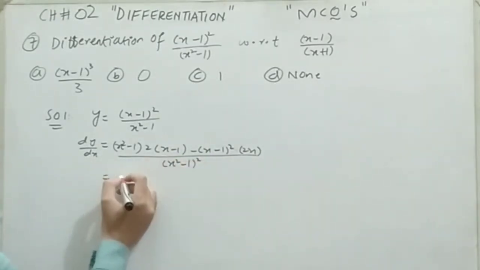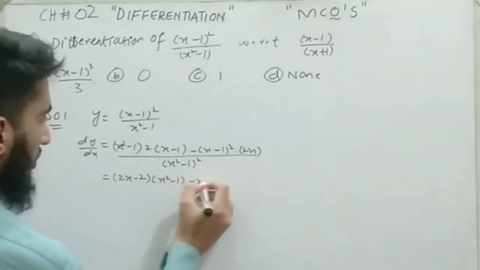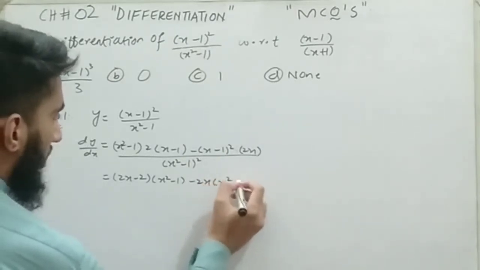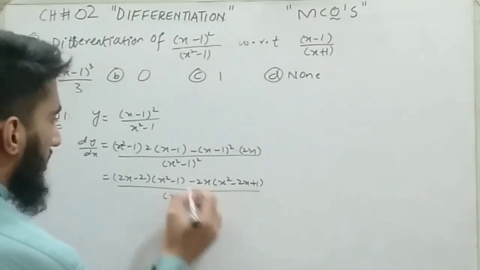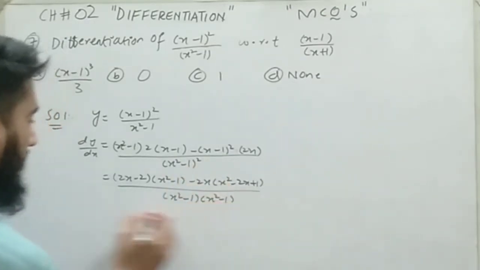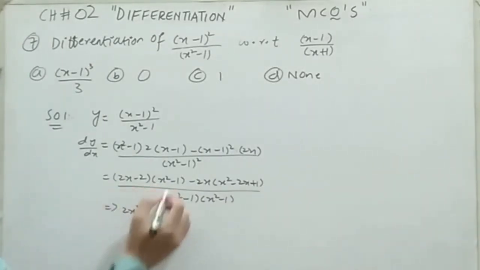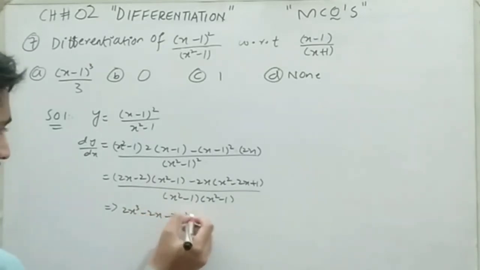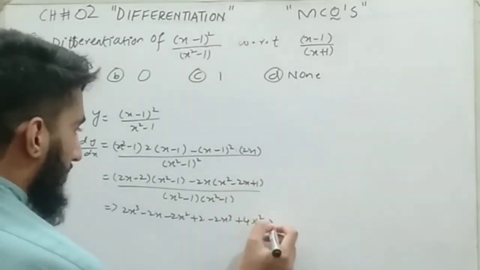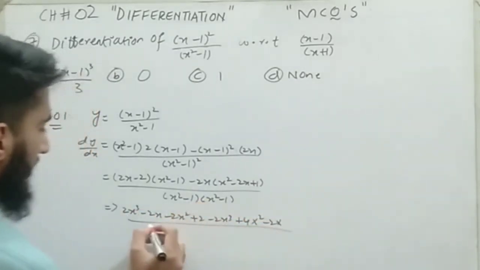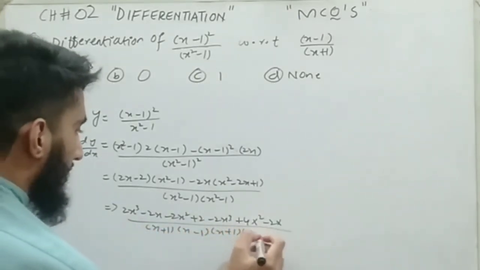Now by simplification it will give us (2x minus 2) multiplied by (x square minus 1) and here it becomes minus 2x and here the formula becomes x square minus 2x plus 1, whole divided by (x square minus 1) whole square, which can be written as (x square minus 1). Now after this it becomes 2x multiplied by x square gives us 2x cube, 2x multiplied by 1 minus 2x square plus 2 minus 2x cube and plus 4x square and minus 2x, whole divided by (x plus 1)(x minus 1)(x plus 1)(x minus 1).